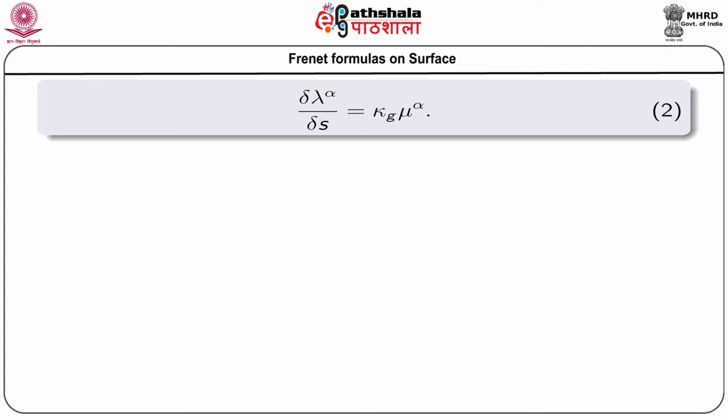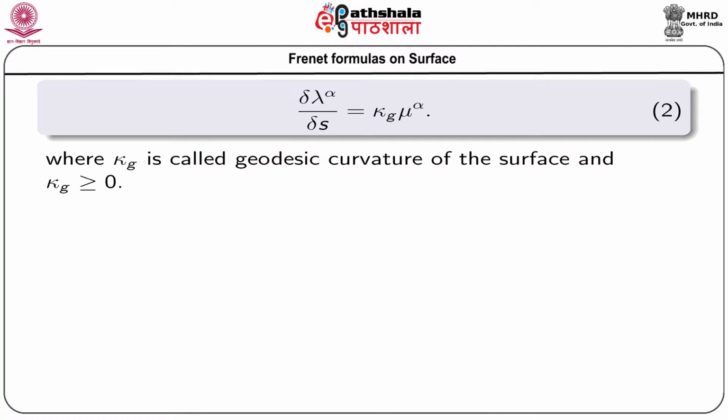Now, this kappa g is known as the geodesic curvature of the curve on the surface, and kappa g is always greater than or equal to 0. When kappa g is equal to 0, we get the previous option, that is del lambda alpha del s equal to 0. So, for a general curve we consider kappa g always greater than 0.